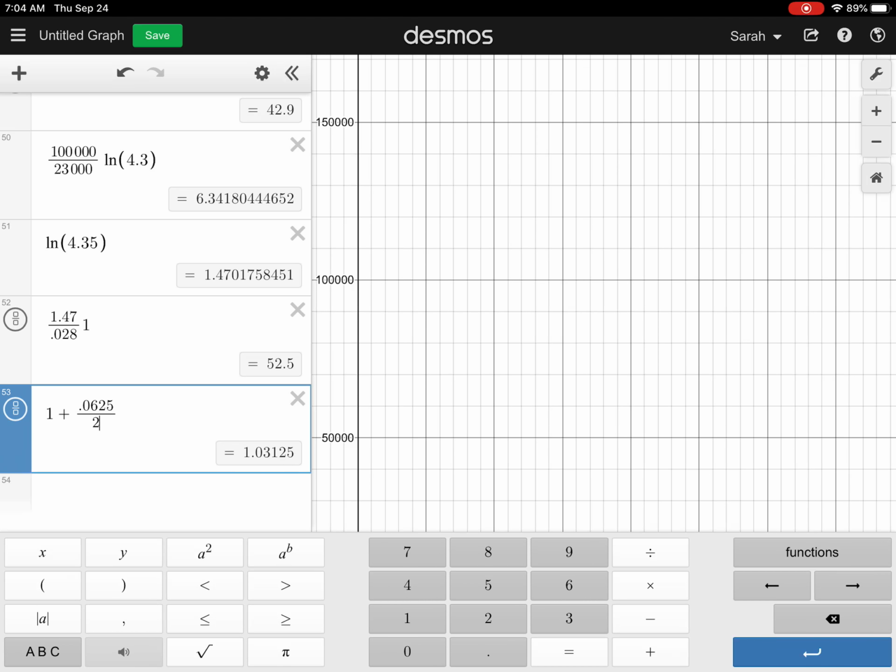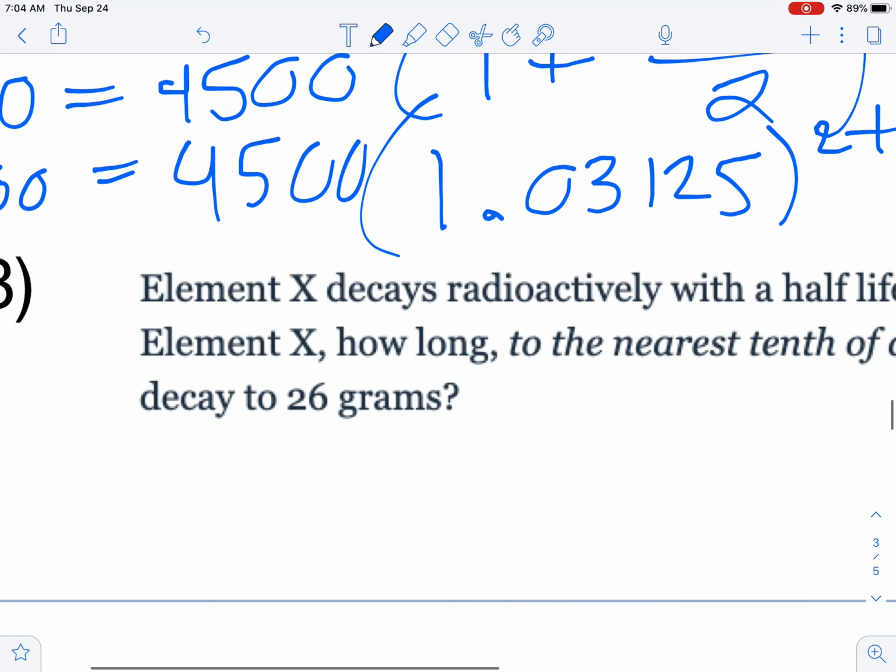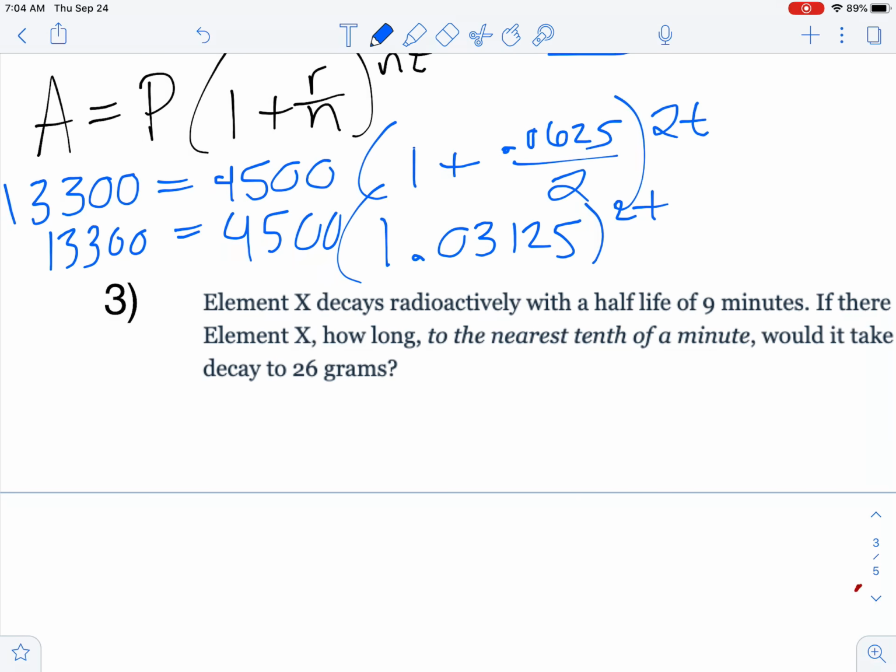So I'm not going to round that. Be careful, this is an interest rate and it's really important. Any decimal there could result in hundreds of dollars. So let's not round that. 1.03125. And that is still to the power of 2t. I'm running out of room here. I am going to divide by 4,500.